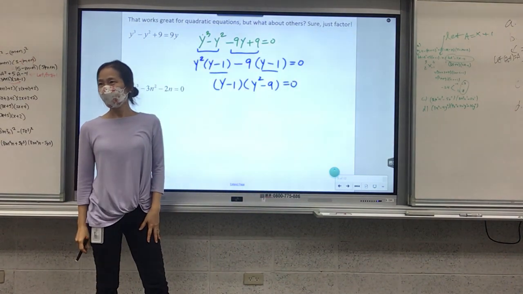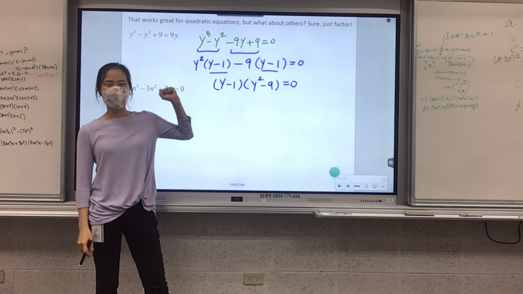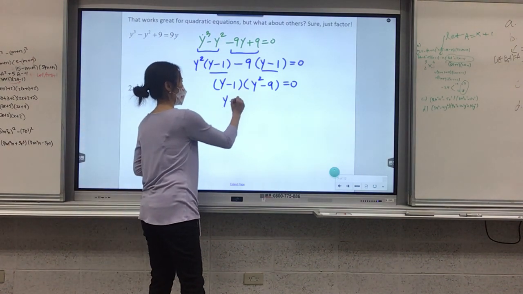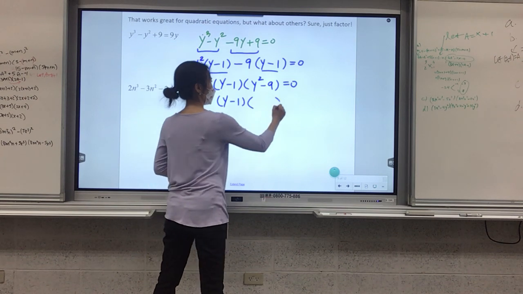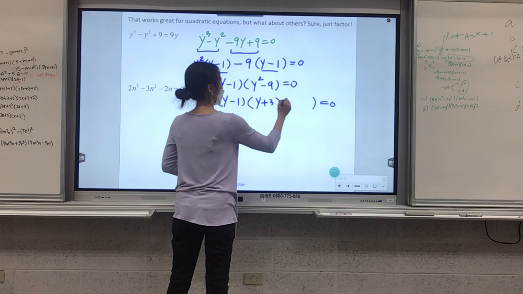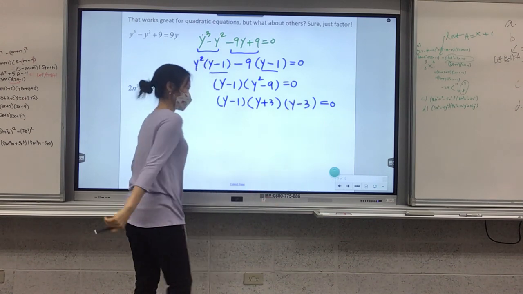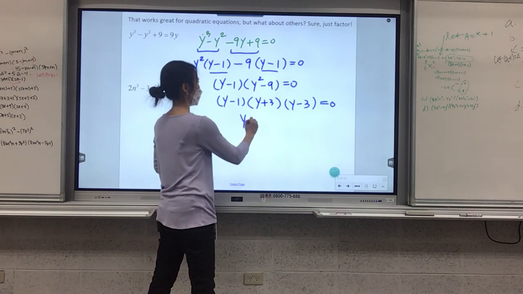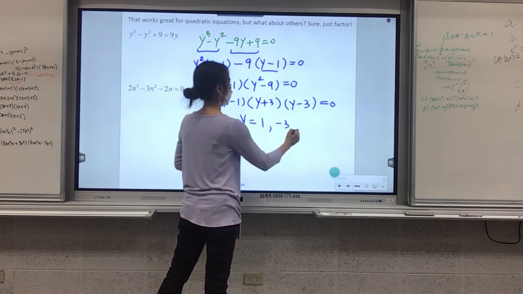Okay, are we done here? No. Yeah, this is not factored completely. I can still keep going. What is it? y plus 3, y minus 3. So, zero product. y equals 1, and 3, or 3.